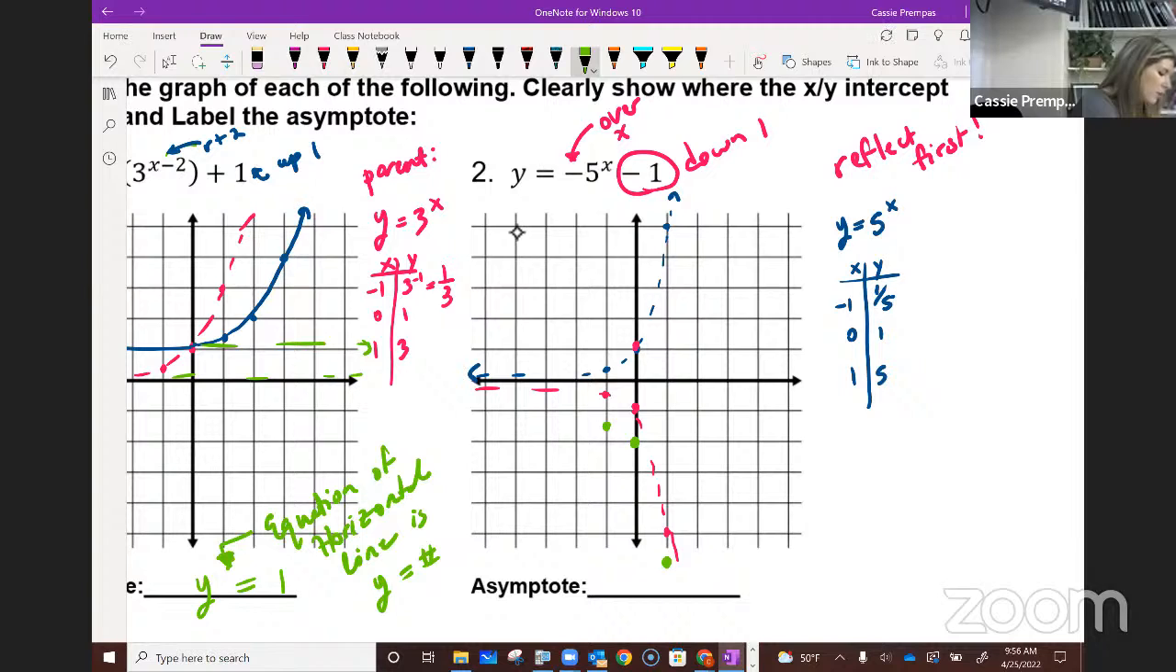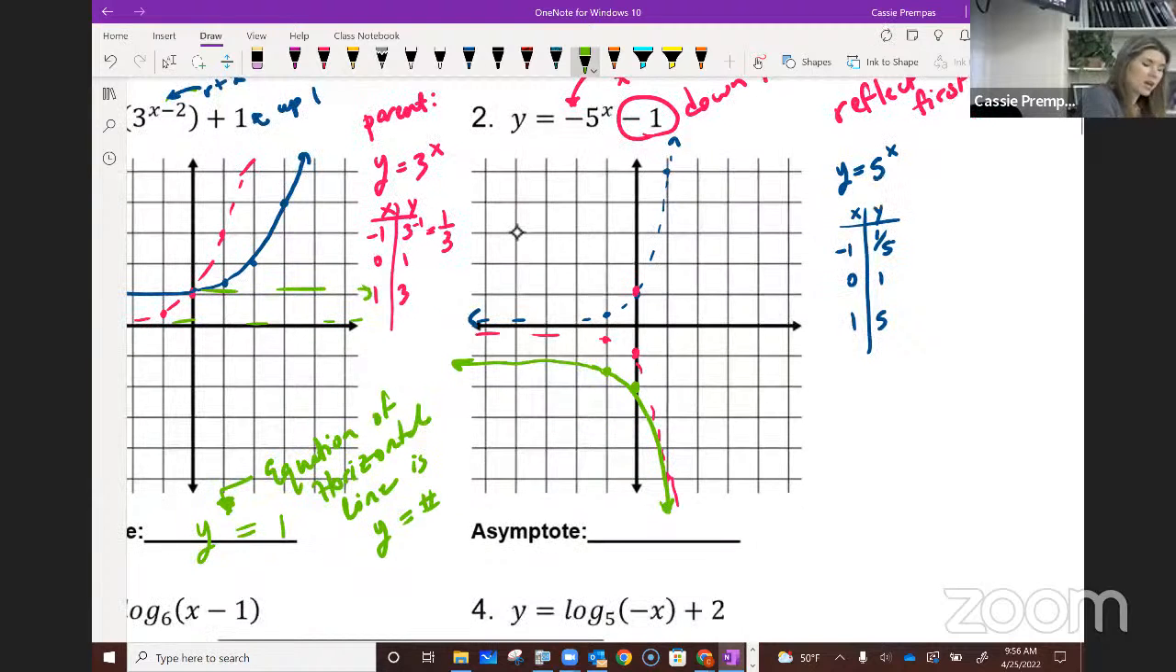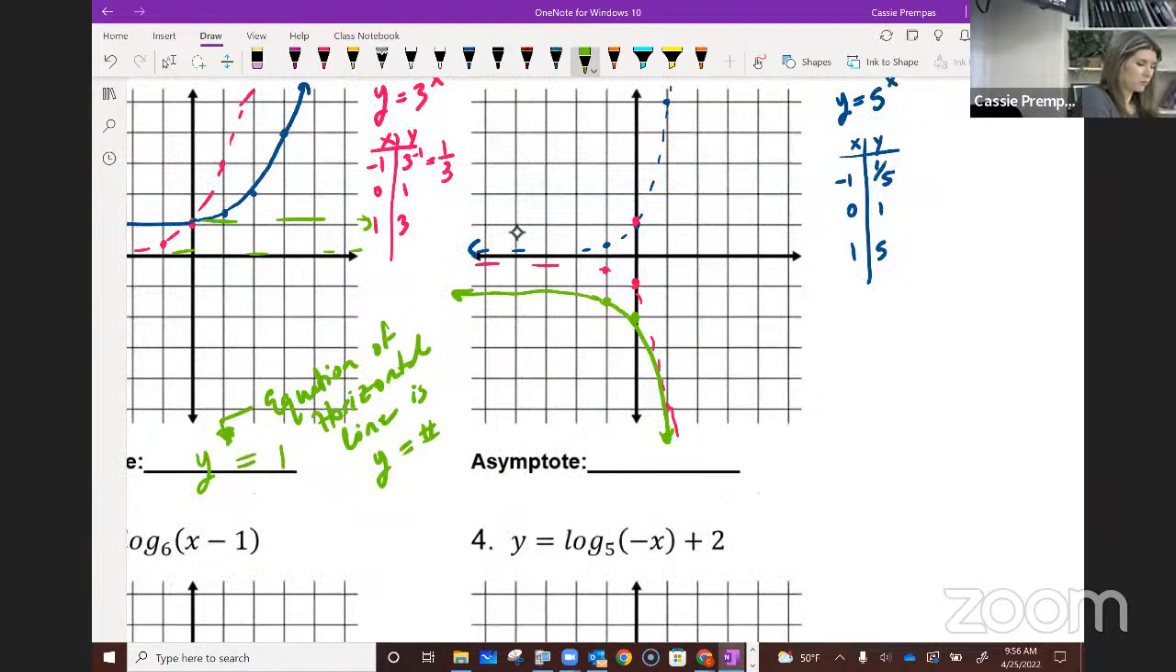And all of those points which were approaching 0, what are they going to be approaching now? -1. So my final graph is in green for me. What would be the equation of the asymptote? Y equals -1. Nice.